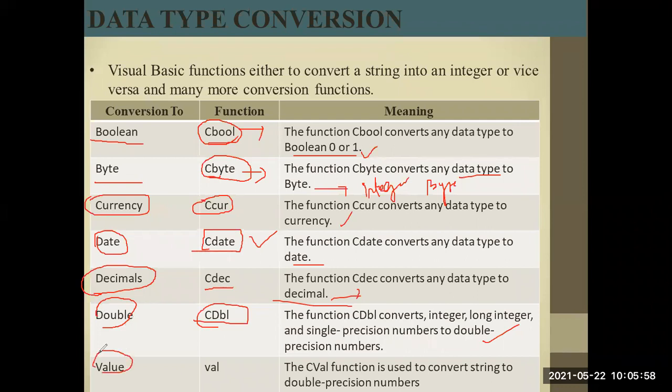Next is value, which is represented as VAL. The VAL function is used to convert a string to the double data type. Whatever string data type we have, that string will be converted to the double data type. All these functions are predefined library functions, which are basically used for conversion purposes.